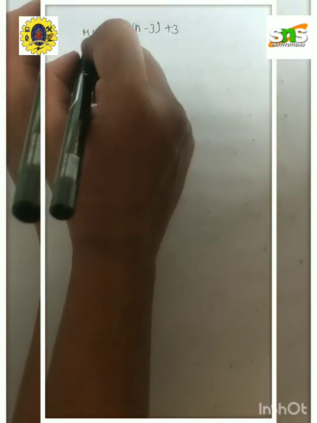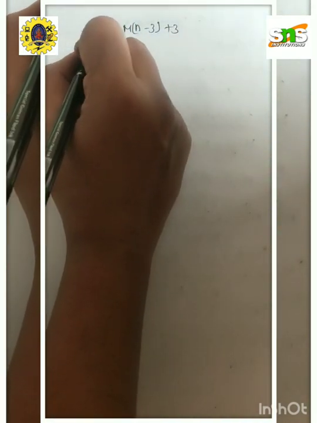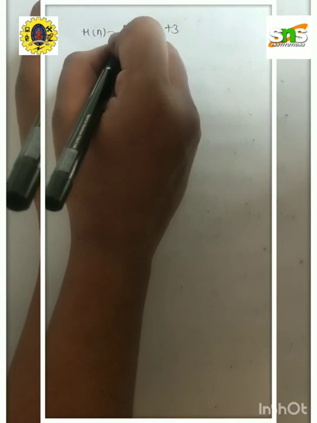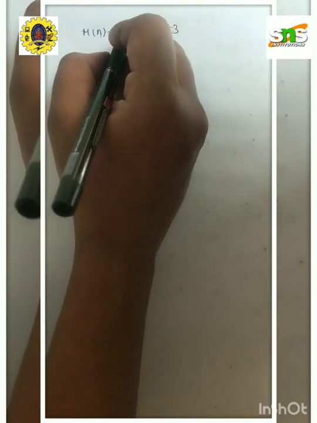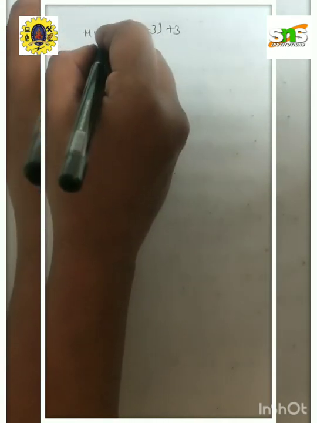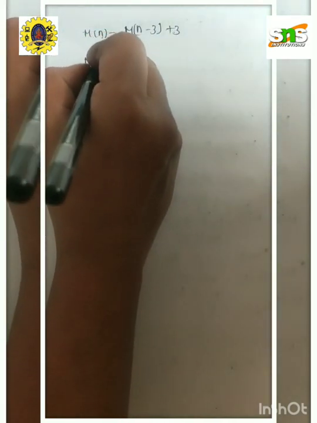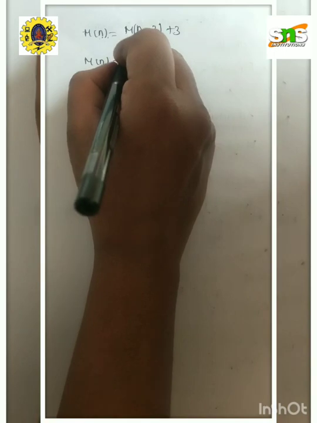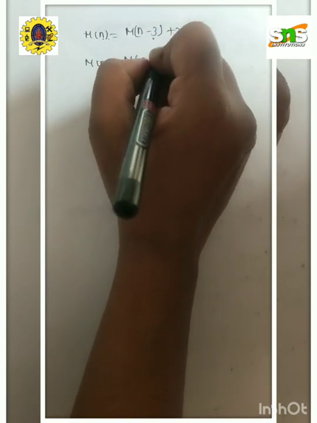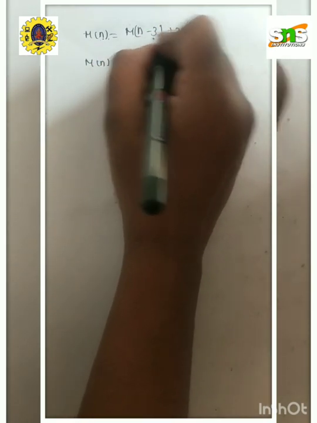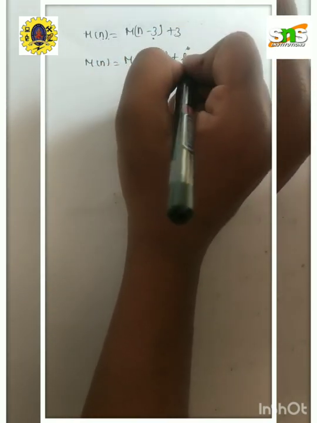So from backward substitution, I get the values like this. M of n is equal to m of n minus 3 plus 3, and so on. Now I am going to simplify this: m of n equal to m of n minus i plus i. Instead of this constant value, I replace it with the same variable i.